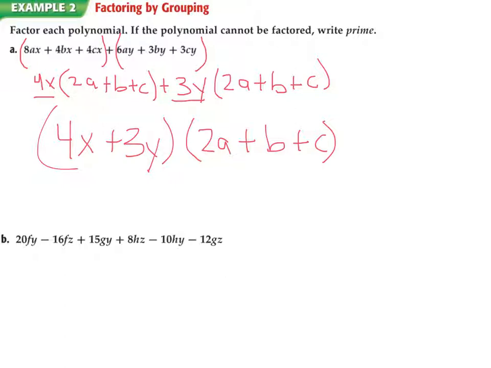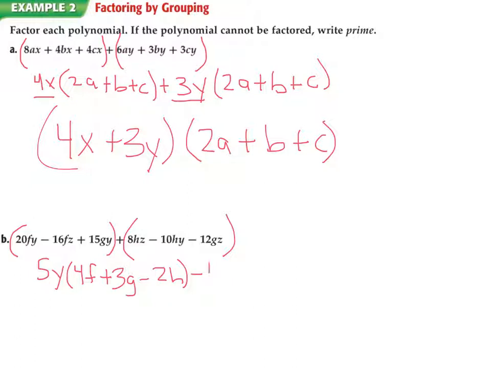On example B, we have 20fy minus 16fz plus 15gy plus 8hz minus 10hy minus 12gz. So again, we're going to group to be able to find that GCF. Okay, so I grouped my terms together, and now from the first piece, I see that I'm going to be able to take out a 5y. So I'm going to pull out the 5y, and on the inside I'm going to be left with 4f plus 3g minus 2h.